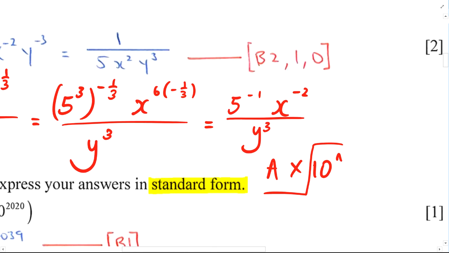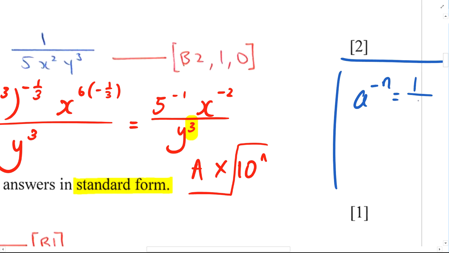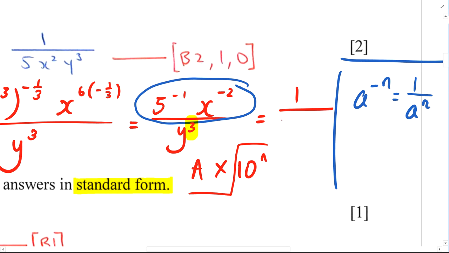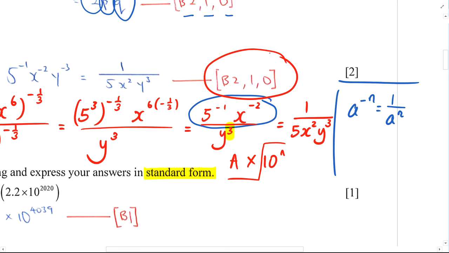Now out of all of these, only one has a positive power. So this is where you need to employ the next law. a to the power of negative n is simply 1 over a to the power of n. That is how we convert what is in our numerator, plonk them into the denominator. 1 over 5 x squared y cubed. Okay, same thing. For every mistake, you will have 1 mark deducted up to a maximum of 2 marks.